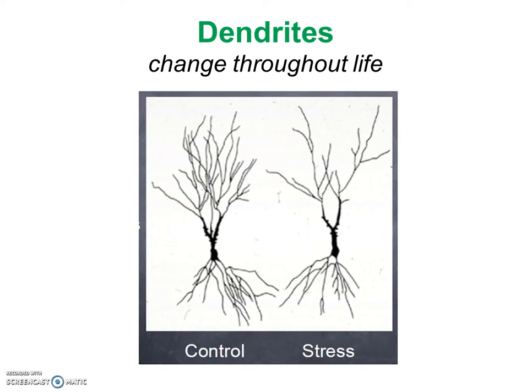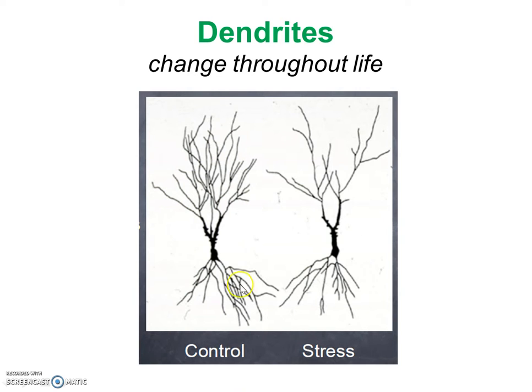Now, what about adults? Are all of our dendrites set? No more growth? It turns out that even as an adult, your dendrites can still change. So they did another study with rats, and this time they took mature adult rats. And this is one neuron, and you can see here lots of dendrites. And this was in the control situation.